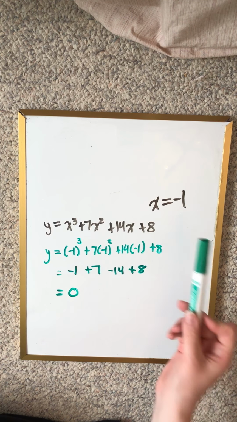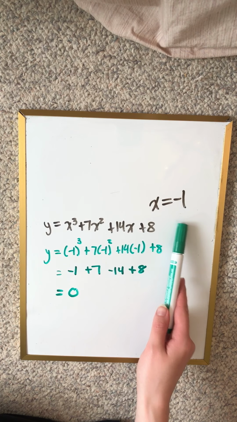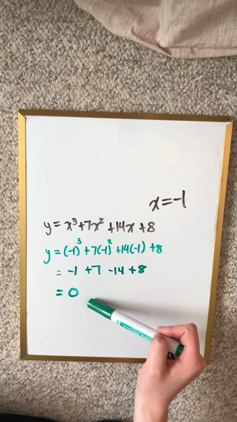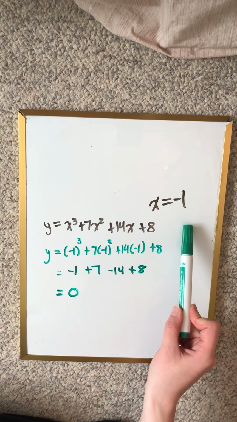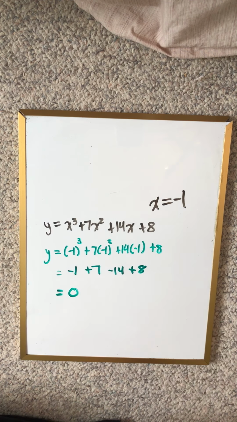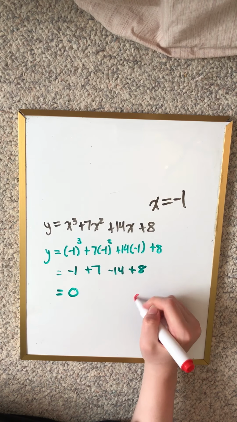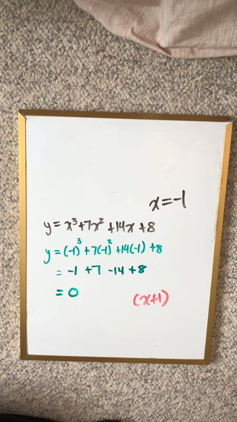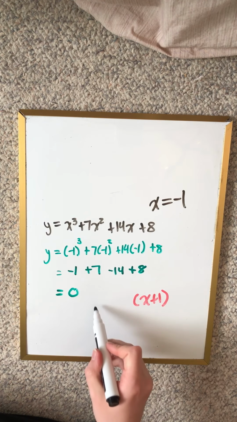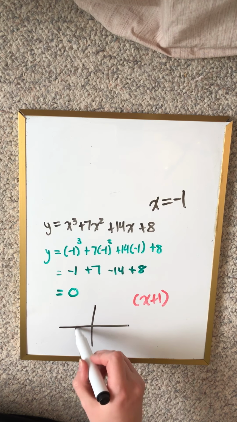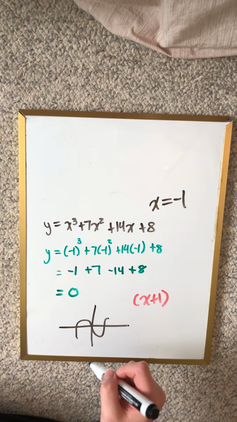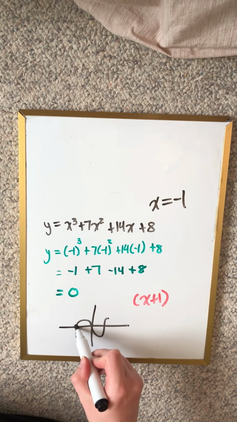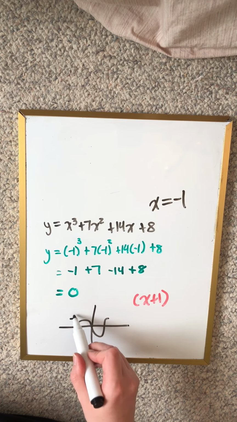So since when we plugged in the value of x equals -1 into this equation our outcome was 0, this means that x equals -1 is a solution of this function. So that means the corresponding binomial for it would be x plus 1, and like I said before, it means on our graph of some sort of polynomial, we have an intercept at x equals -1.